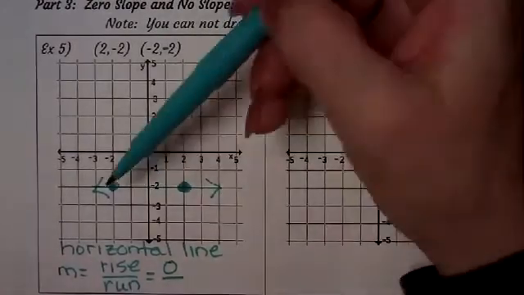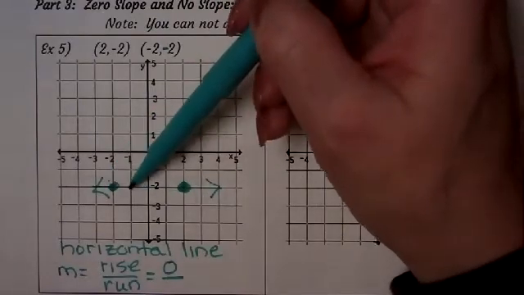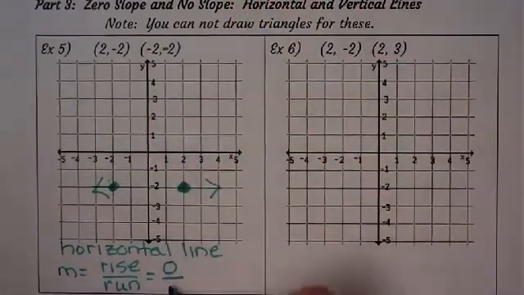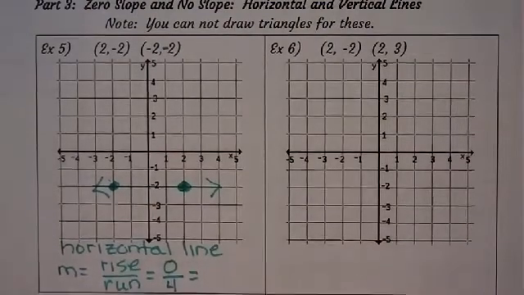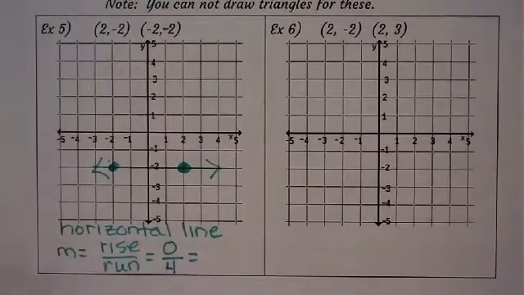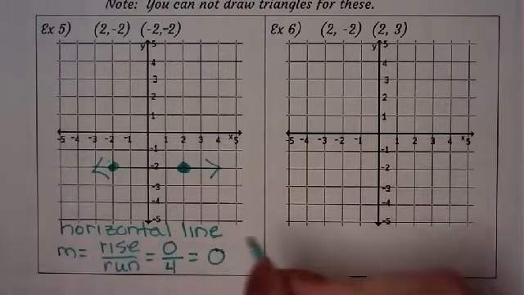Now, look at my run though. Going from left to right, I'm running over 1, 2, 3, 4. So my ratio is 0/4. But wait, we know that 0 divided by 4 is just 0.